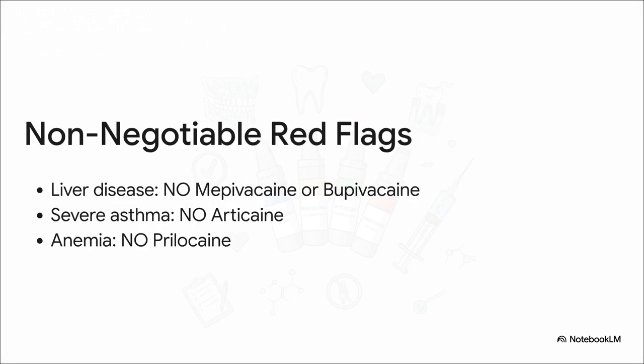As we wrap up this explainer, I need to leave you with this final critical safety check. Knowing which drug to use is important, sure, but knowing when not to use an agent is what truly matters. Liver disease, you must avoid mepivacaine and bupivacaine. Severe asthma, you absolutely avoid articaine. Anemia, no prilocaine. These are the absolute non-negotiable contraindications that protect lives.